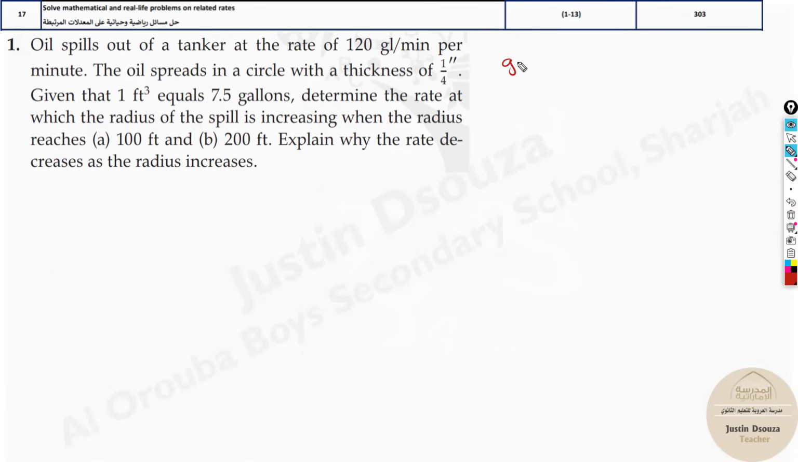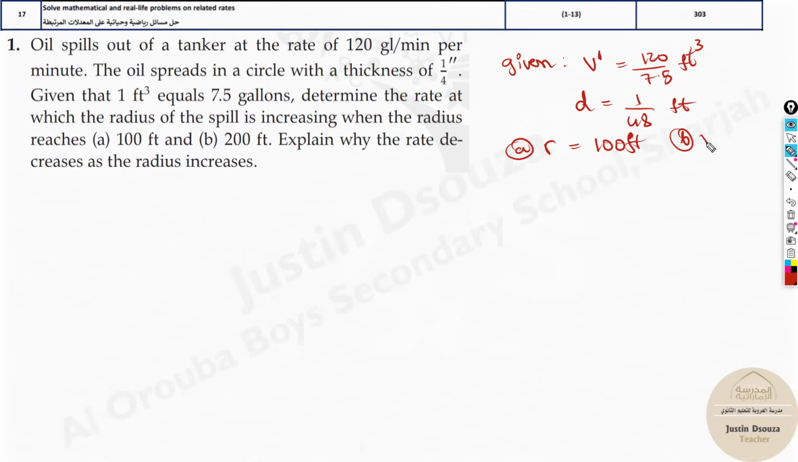Let me write the given things over here. Given, we have the rate of volume. I'm not going to write it in words, I'll just write it in terms of the symbol V dash, which is 120 by 7.5 feet cube. That is one thing. Then the thickness, which I will write as D, depth. That is 1 by 48 feet. And what else do we have? For option A, the radius R is given as 100 feet.